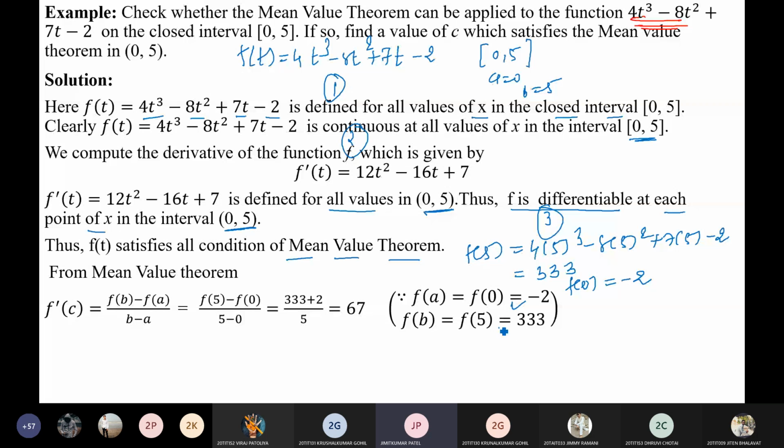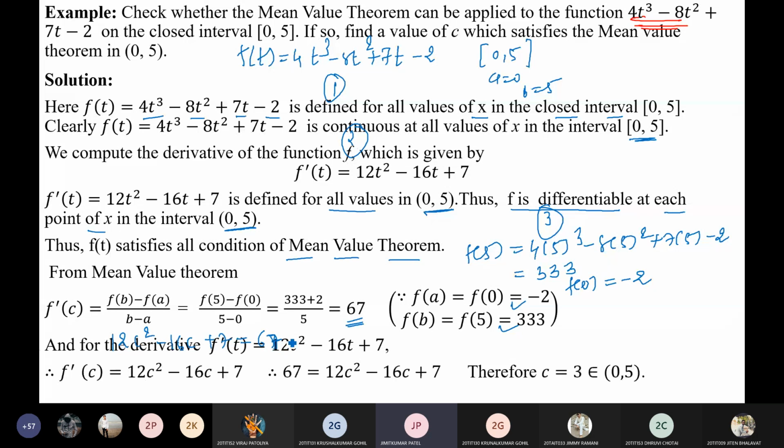Now if you find f of 0, then you have minus 2. So I have both values. So 333 minus minus 2, that is plus 2, divided by 5. It gives me 335 divided by 5, and the answer is 67. So f dash c is equal to 67. But what is my original f dash c? That means 12c square minus 16c plus 7 is equal to 67. Now solve this equation.